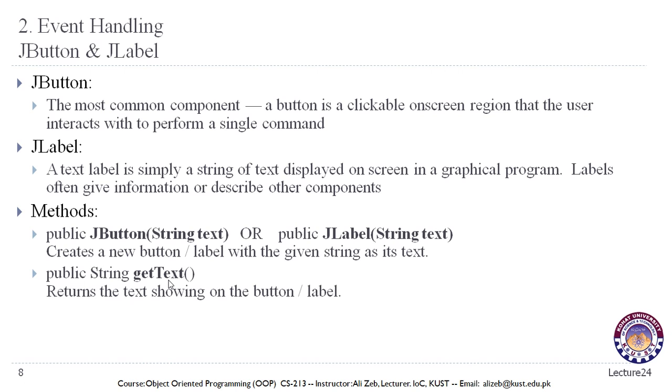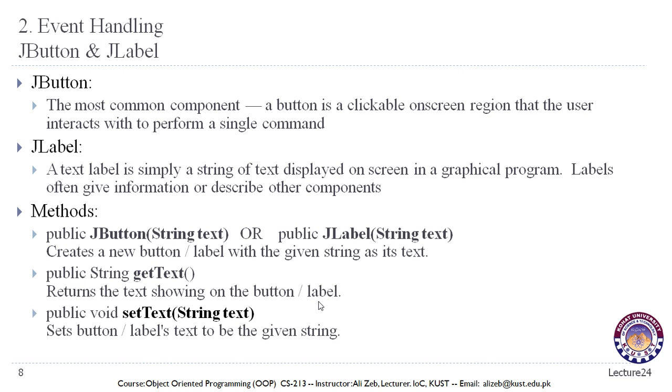Public String getText. If you remember from our calculator example, we have used this method. We use it to get text from a button or a label or a text field. All of these components have their own getText methods, and we can use this method to get the text from that component. So it returns the text showing on the button or the label. Public void setText, we have used this method as well. Whatever text we pass between these two parentheses to this method will be displayed or set on top of that component, in this case the button or the label.